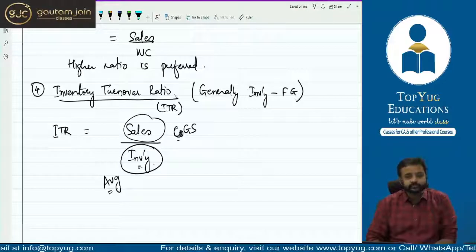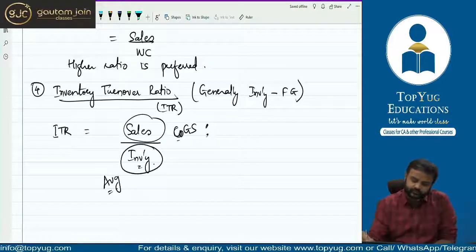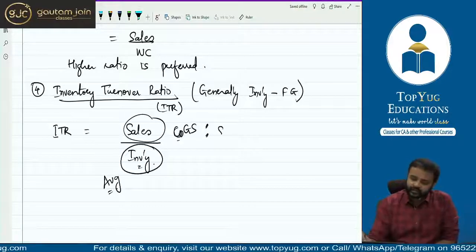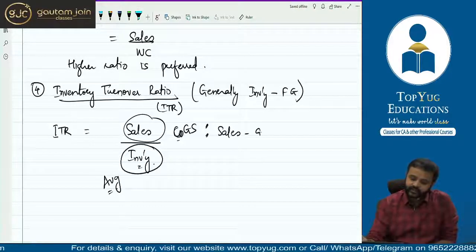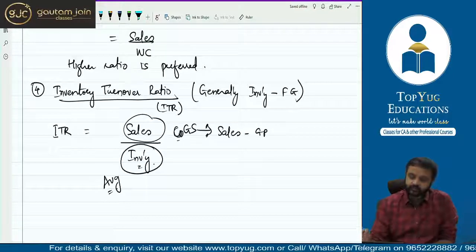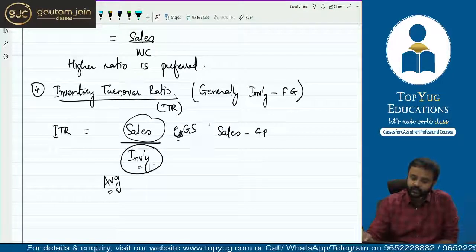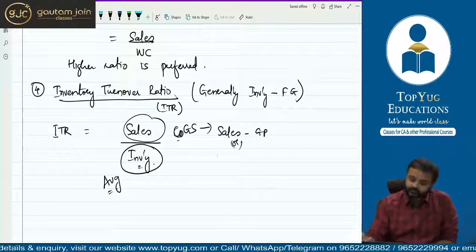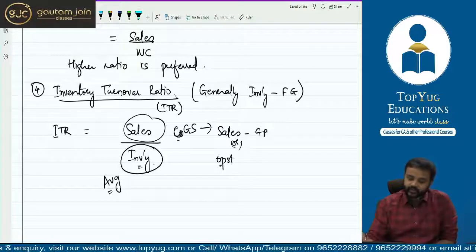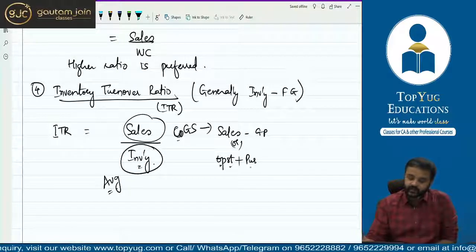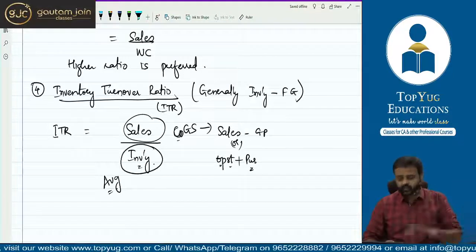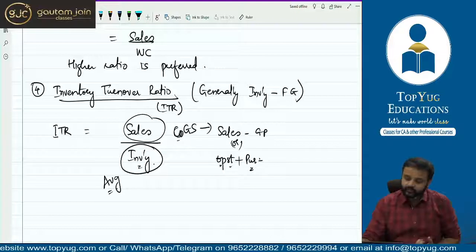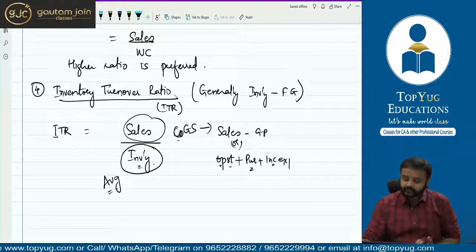Are you getting it? How do you get this cost of goods sold? Come on guys. Sir, one way is sales minus GP. Okay, one way to calculate is sales minus GP. The other one is what? Sir, opening stock we can take plus purchases, because this much stock was there, plus additionally we have purchased more. Okay, plus incidental expenses are there.